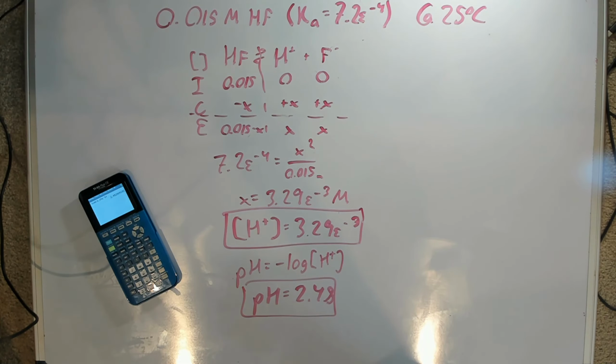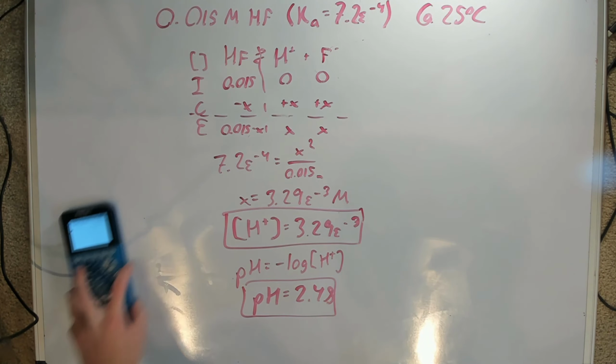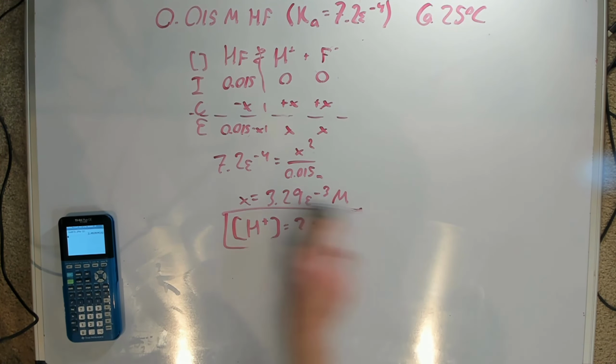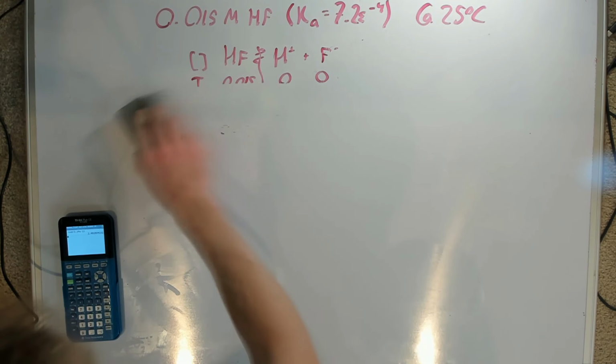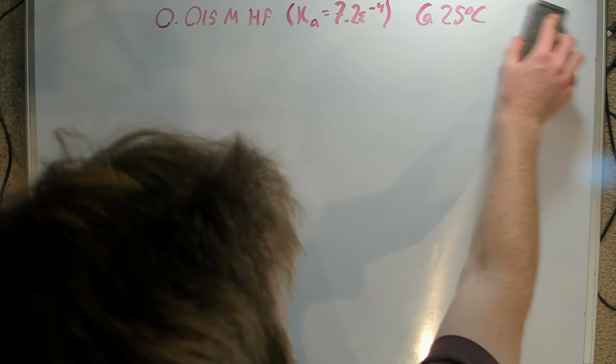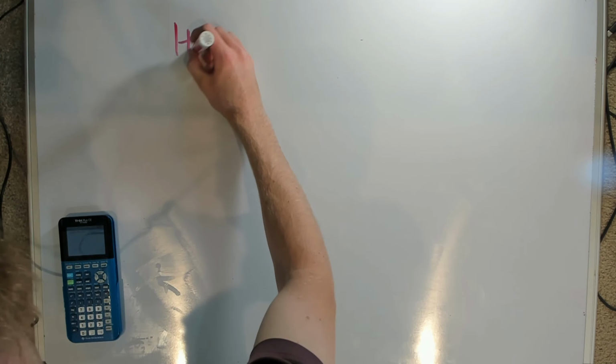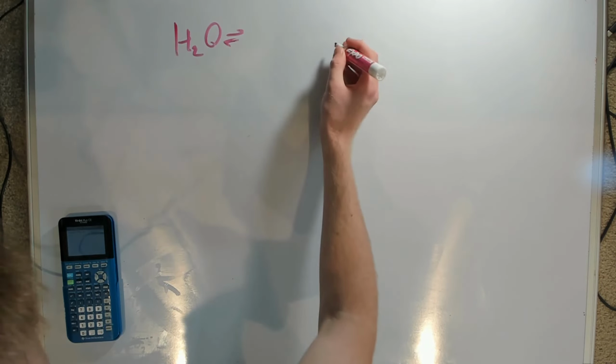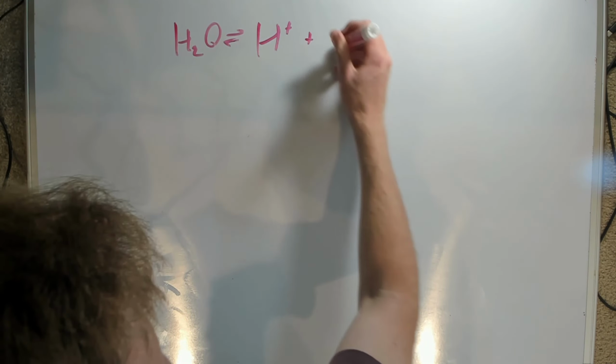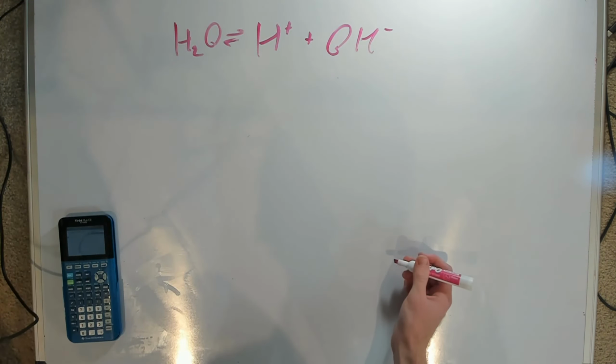Now, really quickly, we're not done. We're going to discuss one more thing. We're going to discuss why KW changes depending on temperature. So, here's the dissociation equation for water. H2O, or at least one of the two. I'm going to use this one, though. H plus plus OH minus, okay?